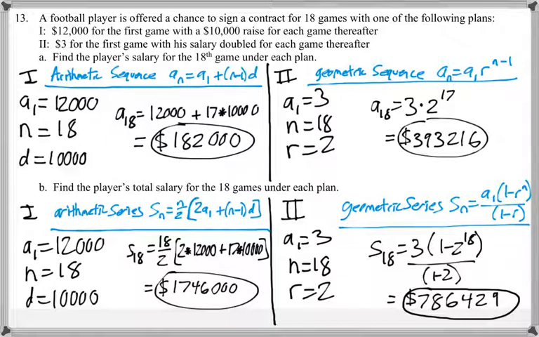Now, if there were like 19 or 20 or 21 games, then for sure Plan 2 would catch up. But as it stands now, this is the breakdown.